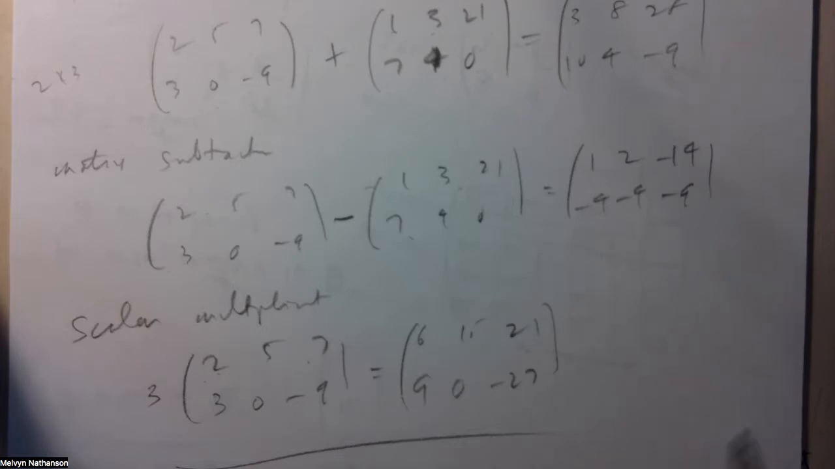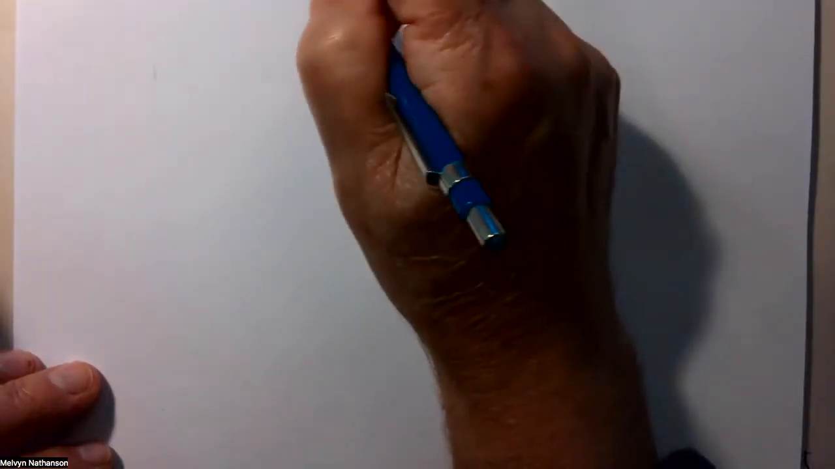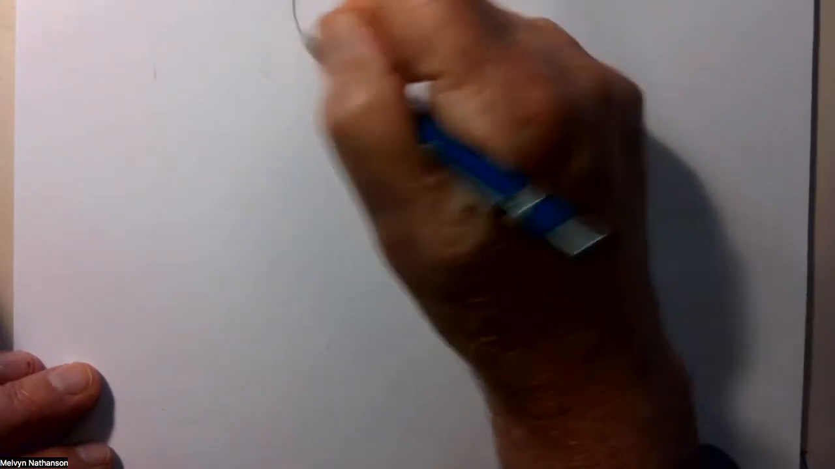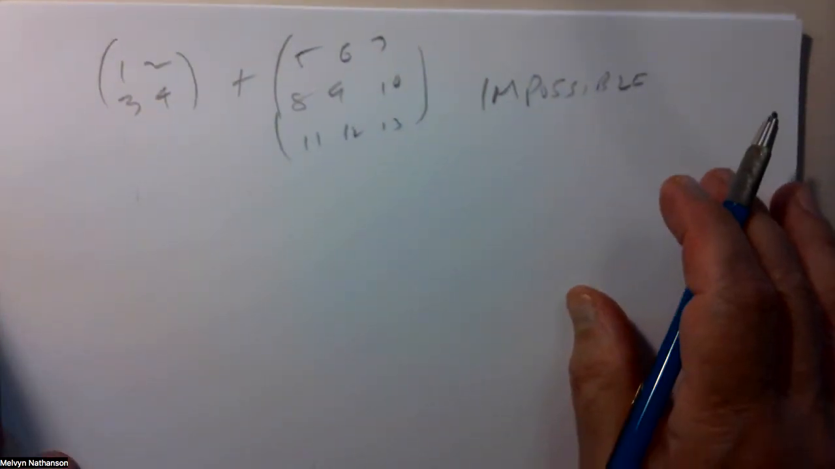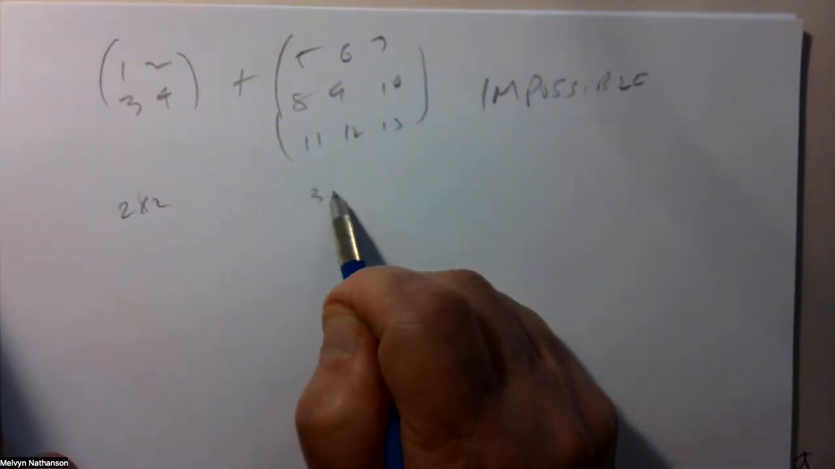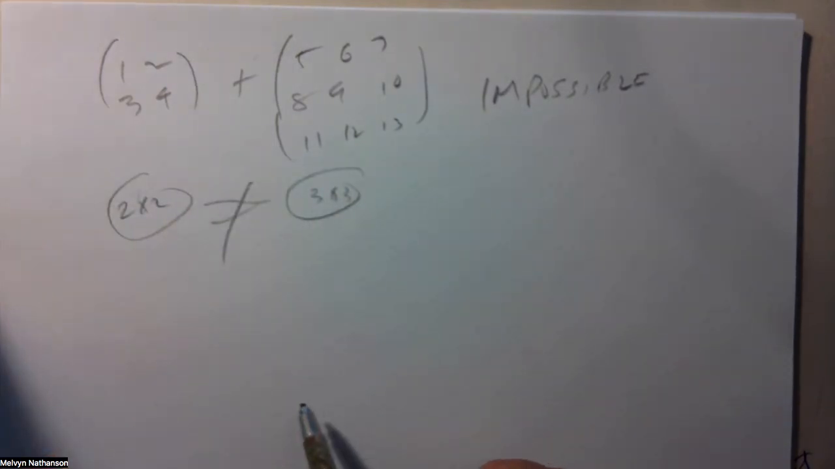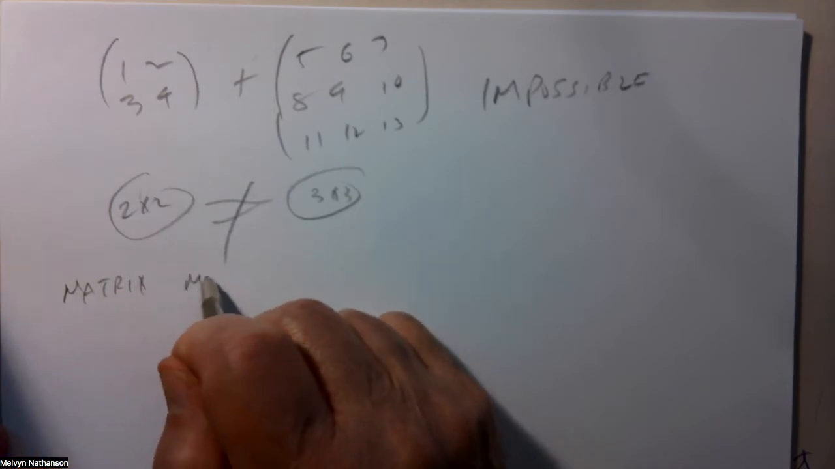You can only add matrices of the same shape. If you wanted to add 1, 2, 3, 4 to the matrix 5, 6, 7, 8, 9, 10, 11, 12, 13, that's impossible. They don't have the same shape. This is 2 by 2, this is 3 by 3. They're not the same, so you can't add or subtract them. Now, matrix multiplication is more interesting.